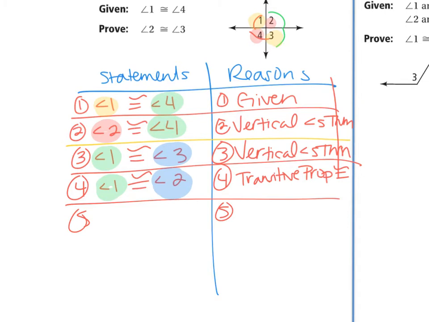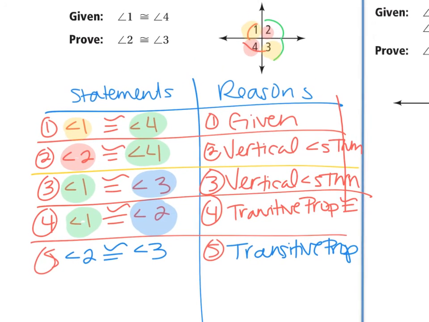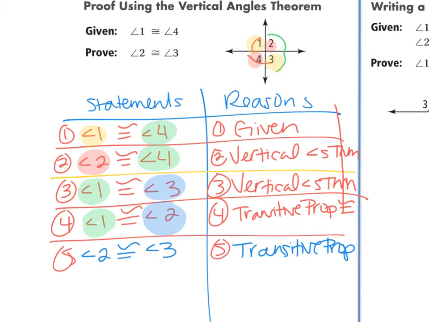So what does the transitive property tell us? That tells us that angle 2 is congruent to angle 3. And the reason is the transitive property. Did we get exactly what they wanted us to prove? Yes, we did, so we are finished. And that is all the steps.